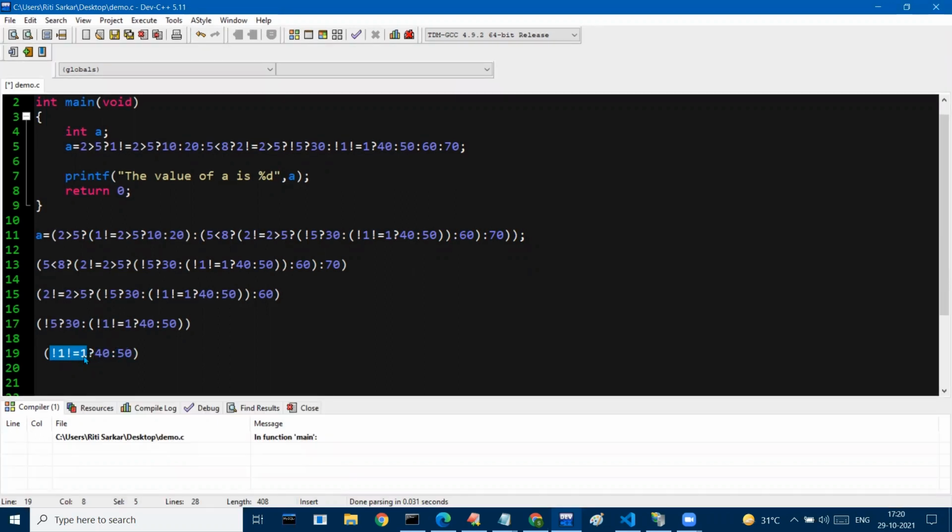0 not equal to 1, that is a true value. Then which part should be evaluated? 40 should be evaluated. Then what should be the answer? 40 should be the answer.